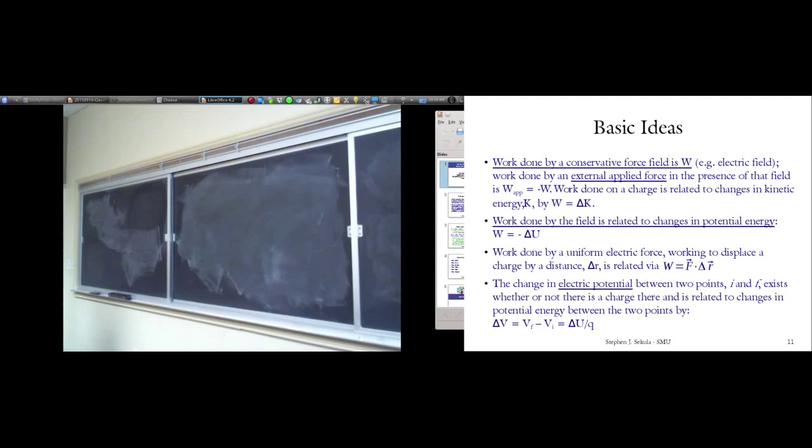So again, the whole point of gravity, if you want to just stop and analyze it, is it wants to move things from high potential energy to low potential energy. Okay. So let's think about this in terms of work.